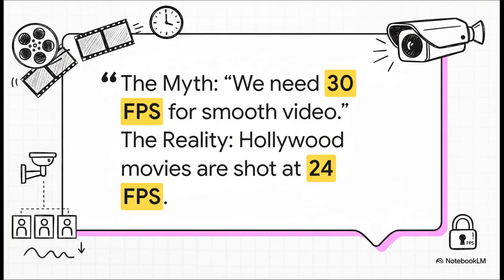First things first, let's just bust a huge myth right now. This idea that you need 30 frames per second or FPS for smooth video. It's just not true. Think about it. The movies you go see in a theater are almost always shot at 24 FPS. And for security footage, we can often go way lower than that and still see everything we need to see.